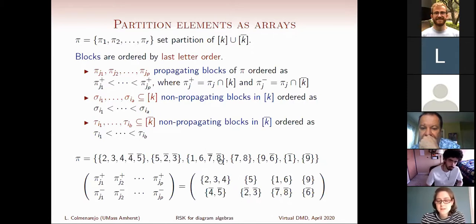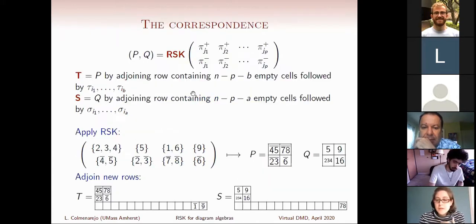Now 1, 6, and 7, 8, and then 9 and 6 bar, this one. And now I will keep in my mind the ones that are non-propagating blocks for each of the set of the alphabet, the ones with bar and the ones with no bar. And the way that we are going to define our RSK algorithm in this case is that I'm going to first do the classical RSK for the propagating blocks.